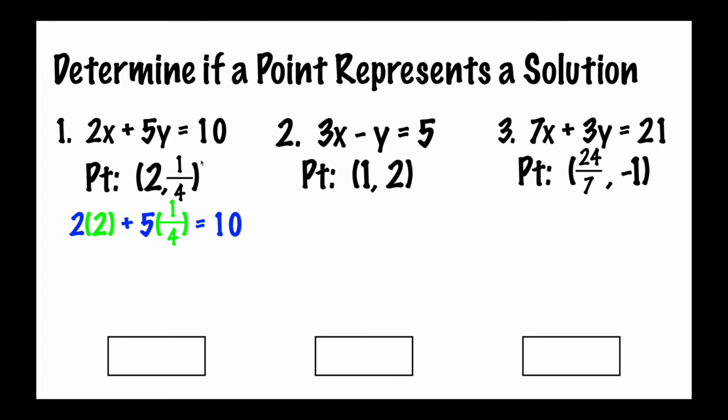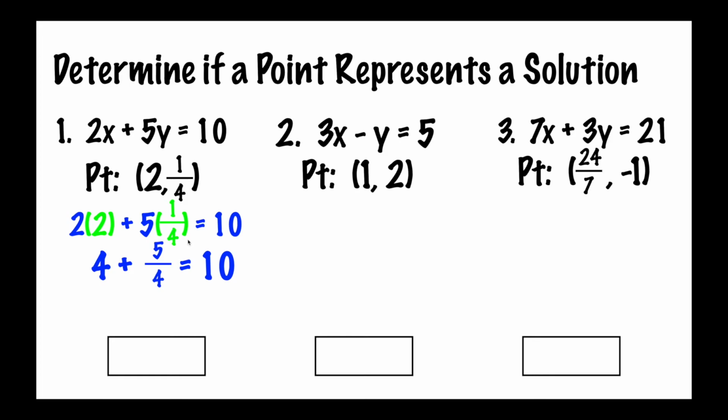Now, from here, we're going to do some calculation. If I multiply 2 and 2 together, I'm going to get 4. If I multiply 5 times 1/4, I'm going to leave that as 5/4. Now, hopefully we can kind of see right now, if I were to do 4 plus 5/4, keep in mind that 5/4 is the same thing as 1 and 1/4. I would get 5 and 1/4 or 5.25.